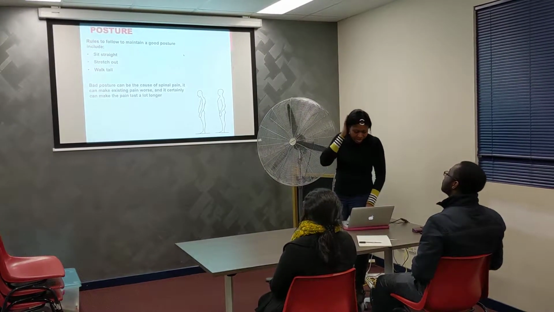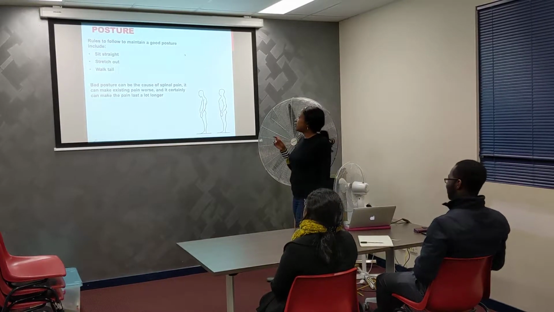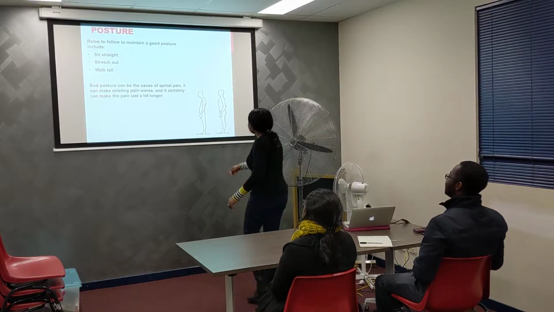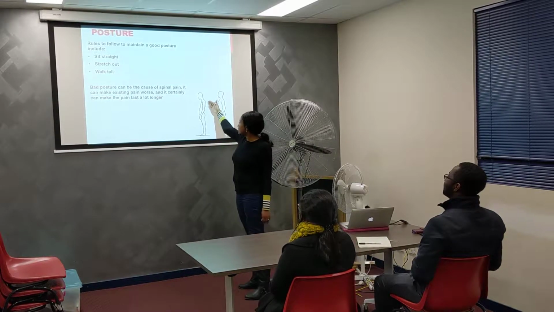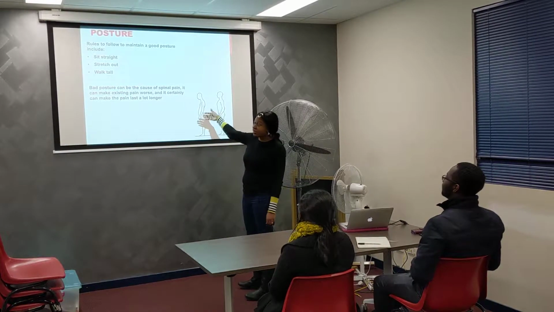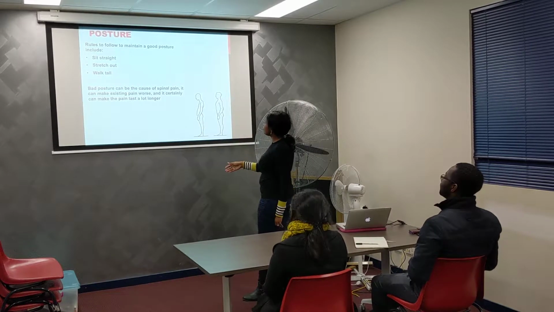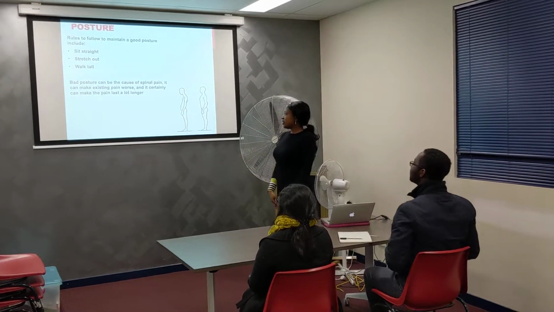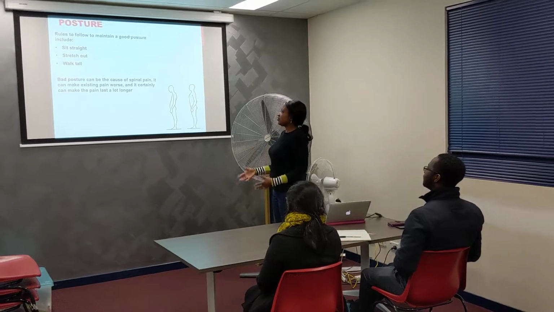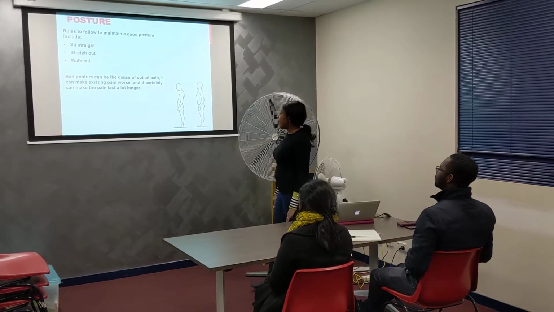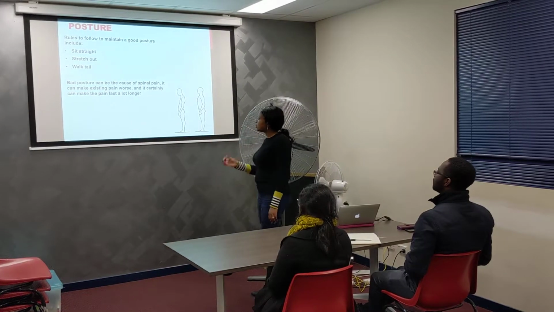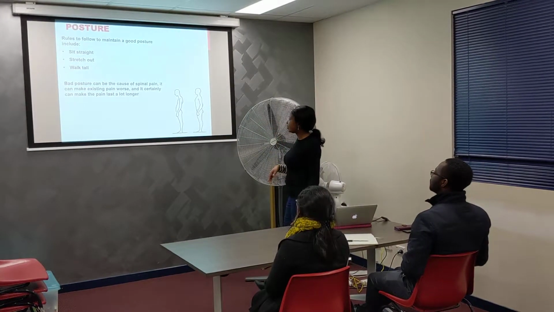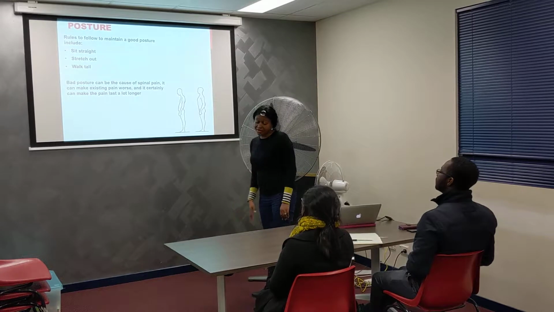So posture. There are rules to follow to maintain good posture. If you remember when I said the back has to have the S shape. Imagine this now, this looks more like a C. So we have to make sure that we sit straight. When you're sitting, make sure that you sit straight, stretch out, walk tall. Bad postures can be the cause of spinal pain, and can make existing pain worse, and can certainly make pain last a lot longer.